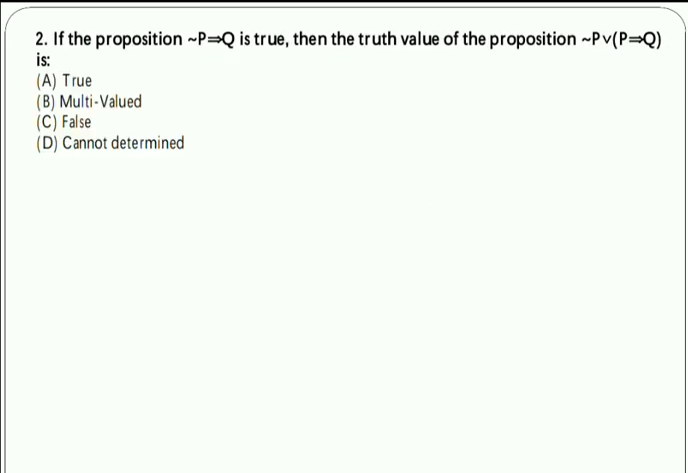Next one. If the proposition negation P implies Q is true, then the truth value of the proposition negation P or P implies Q is dash. So from the proposition given here, negation P implies Q, we can conclude that we can write P or Q. So here P can be true or false and Q can be true or false. That is, nothing can be said about this value here.